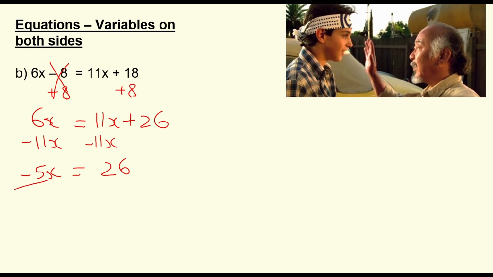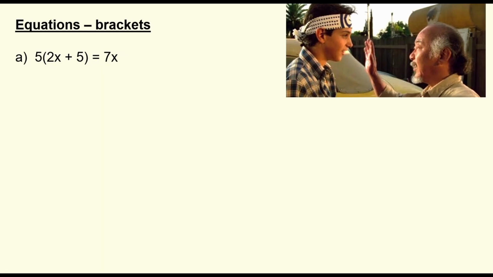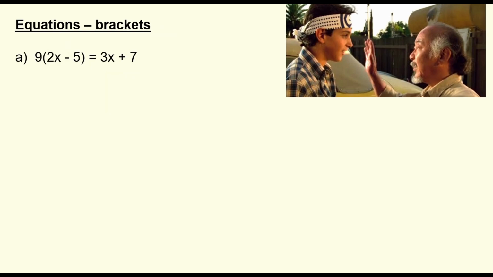But again, we're still finishing up the same way. We divide by the x coefficient. Wax on, wax off. Sorry, I couldn't resist. X equals 26 over minus 5. And again, we can leave it like that. If some of you are feeling a little bit posh, you could always turn it into a mixed number. But just remember that we leave our positive at the top. Right, I think I've got one last question for you. Oh, apparently I've got two last questions for you.